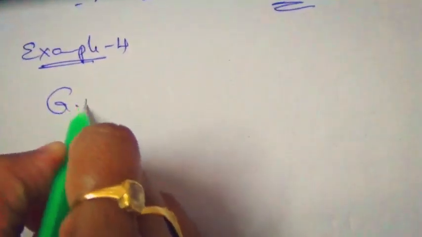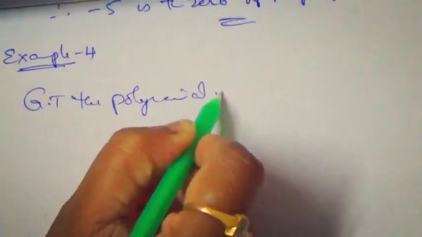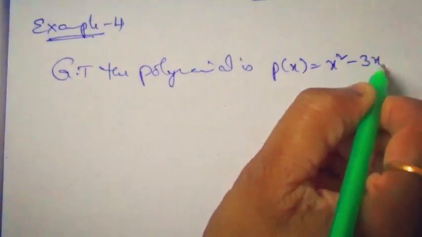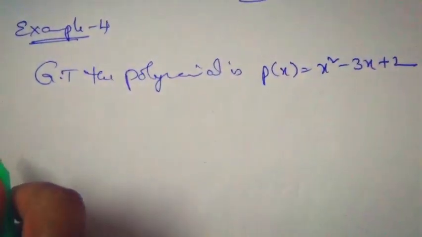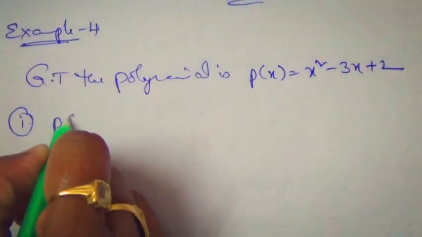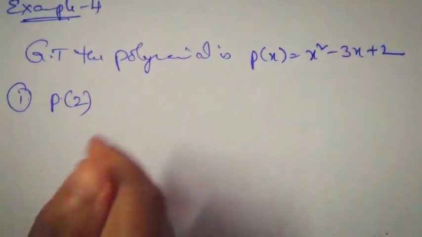So given that the polynomial is p of x is equal to x square minus 3x plus 2. So what we have to check? First of all, we have to check 2, that is p of 2.